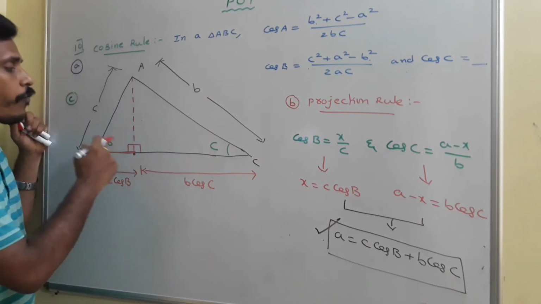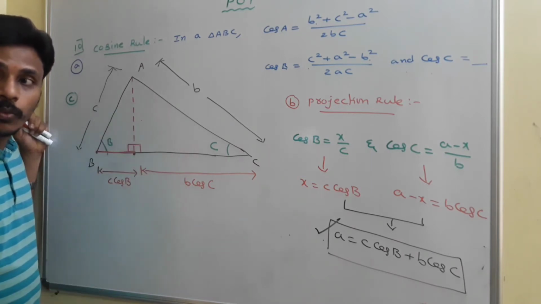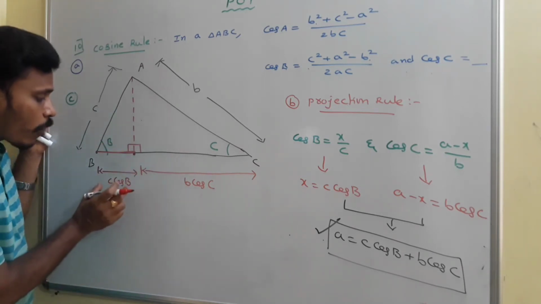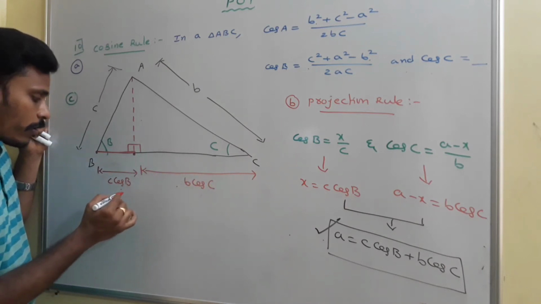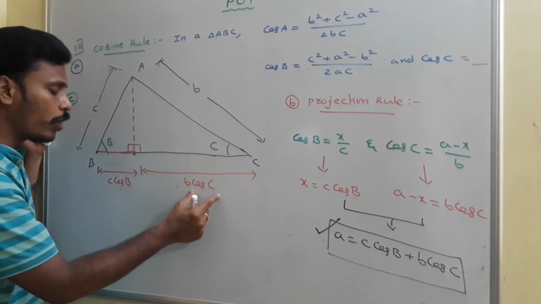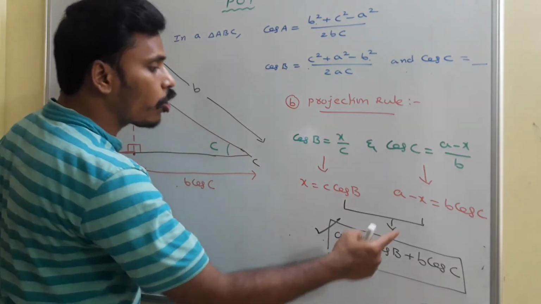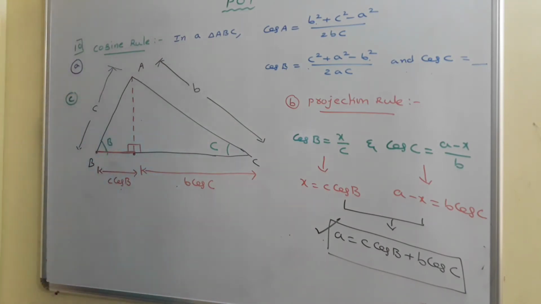So likewise, after drawing a perpendicular to each and every side from the opposite vertex, we have a chance to identify the lengths of these segments. And if you add these two, that is nothing but a. This total length BC is a, and the sum of these two lengths is a, and that a is c cos B plus b cos C. There ends the task. Okay, just have a look, and this is the projection rule.